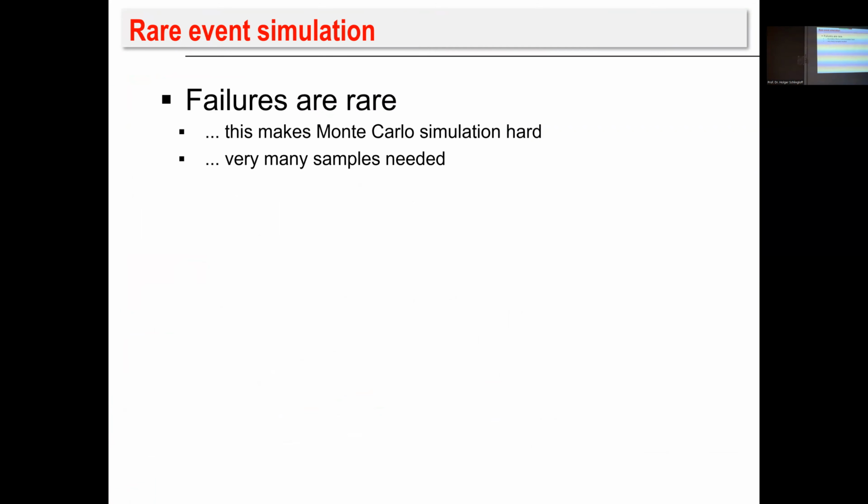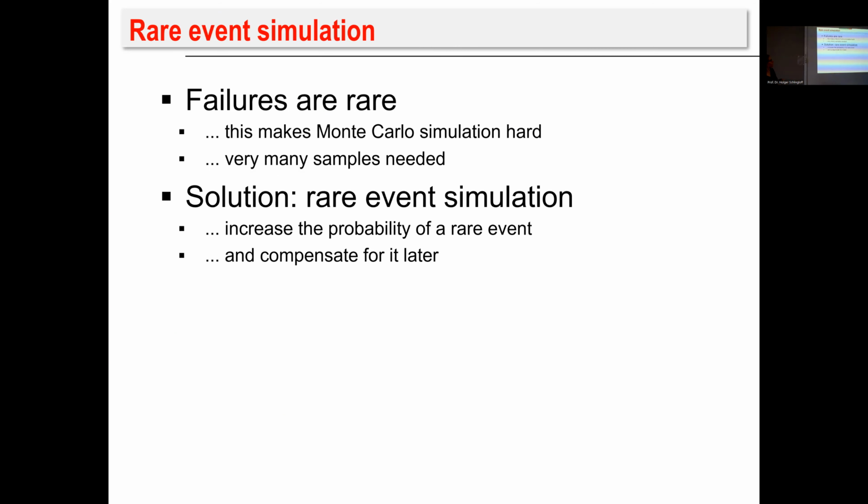One problem that you may encounter if you do simulations is that failures are very rare, and if you have rare events, you need a lot of samples to observe the phenomena of interest. What we worked on is so-called rare event simulation techniques. What you do here is that you first increase the probability of a rare event and compensate for this increased probability later. In this way you need fewer samples, and this yields faster and more accurate simulation results.